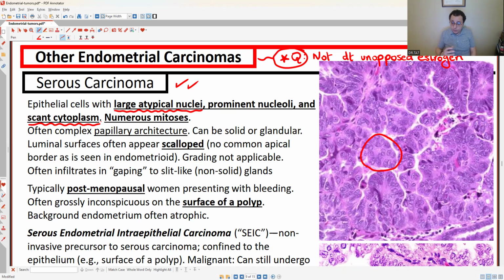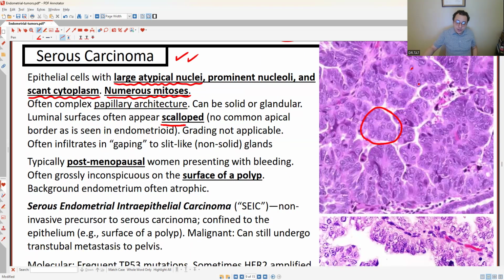This is because of how the nucleus is getting so big. So it's a very large, very atypical nucleus with a high degree of nuclear pleomorphism and prominent nucleoli, as you see here. And the nucleus is occupying nearly the entire cell, to the point that you're saying you have a little bit of cytoplasm, or scant cytoplasm. A lot of mitosis, numerous mitoses.